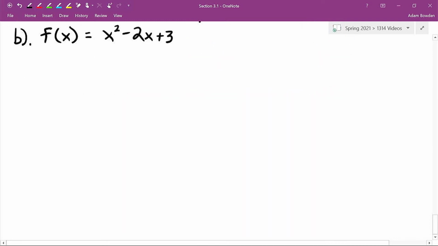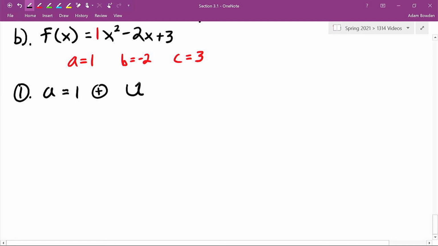On this function, we'll be looking at f of x is equal to x squared minus 2x plus 3. Following the same steps I did before, we have a is equal to 1, b is equal to negative 2, and c is equal to 3. The first thing we'll do is check the number for a. It's positive 1. It's positive, so that means it will open up.